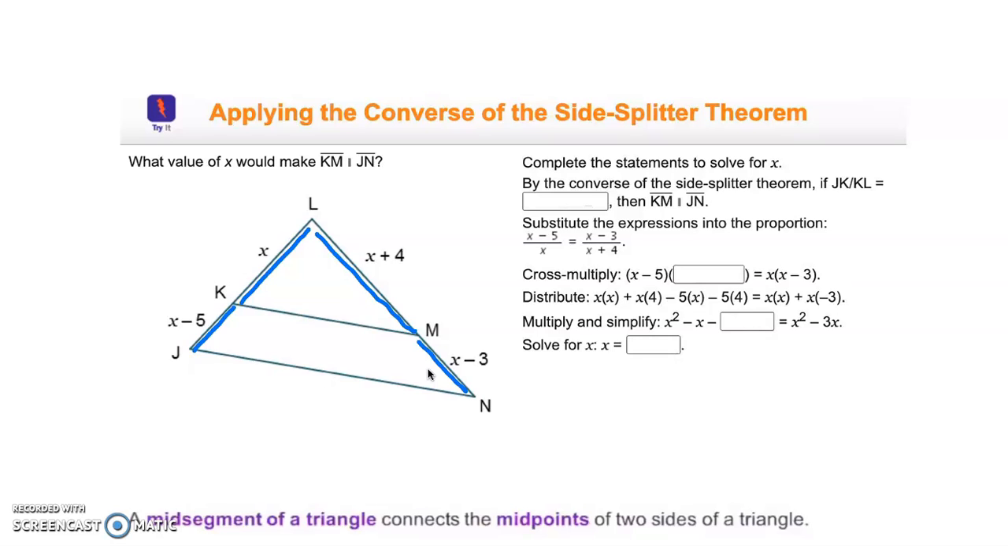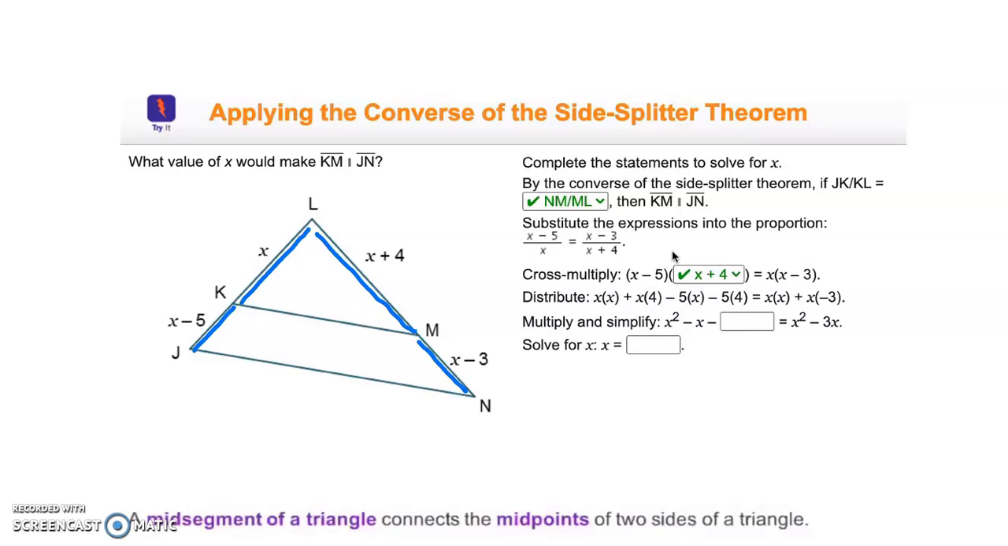That's the proportion that we want to set equal in order to prove that those two lines are parallel. So NM over ML, then those two lines are parallel. And then we can substitute the expressions into the proportions. So we have (x minus 5) times (x plus 4) is equal to x times (x minus 3). So we just cross multiplied.